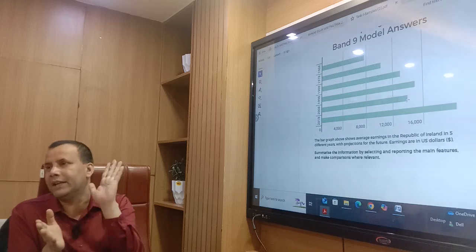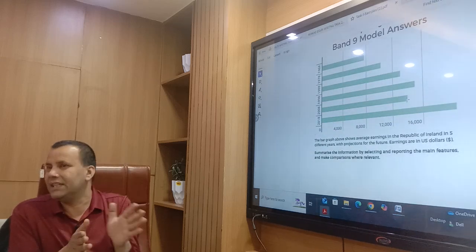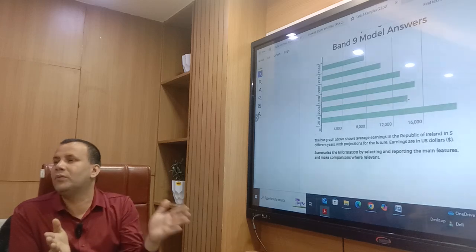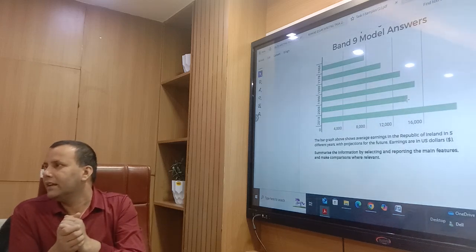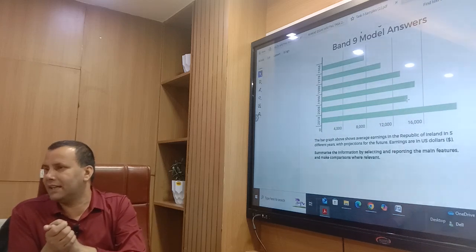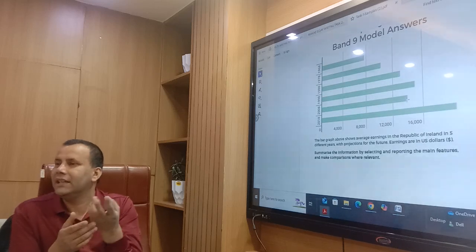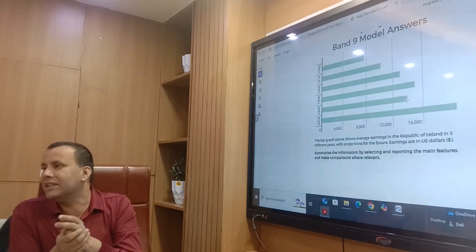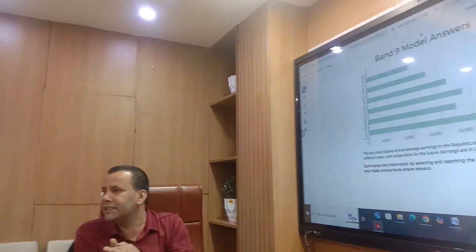Out of 3, you can write 1 template: it is interesting to see, it is obvious to see, and it can be seen that. Out of 3 expressions, write only 1. And after that, see here.